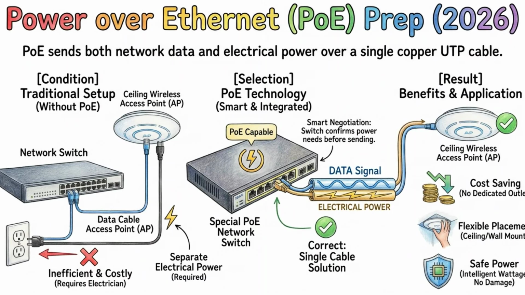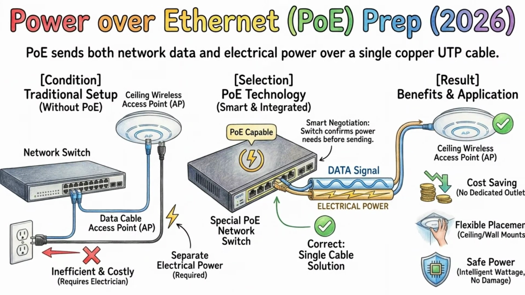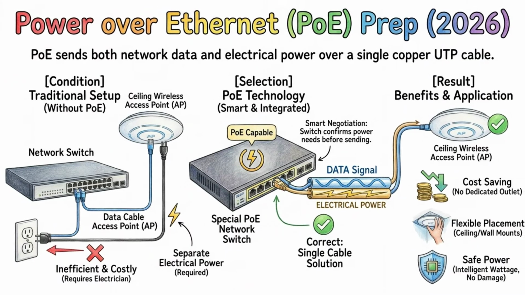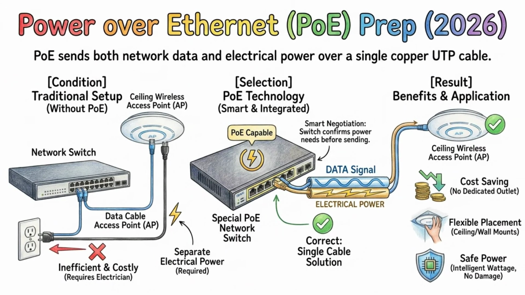The switch intelligently negotiates with the connected device to figure out exactly how much electrical wattage it needs, ensuring it powers the device safely without frying the internal circuits. This is a massive cost-saving technology in enterprise networks, and you will frequently see exam questions asking about the benefits and applications of Power over Ethernet.